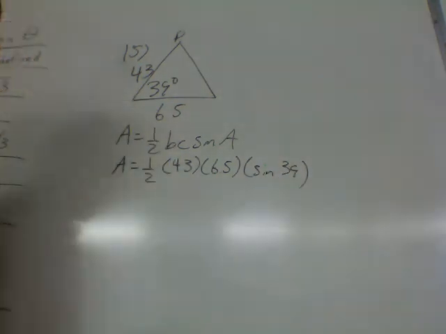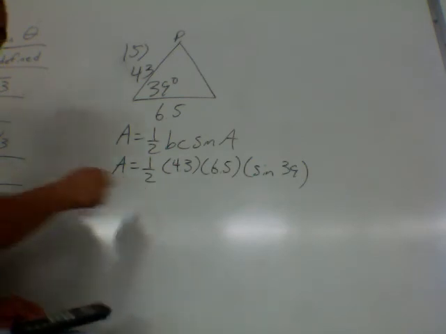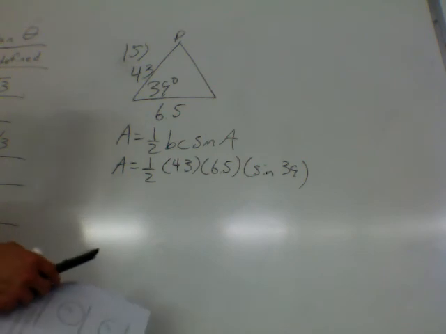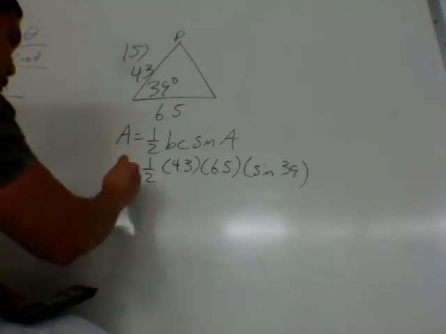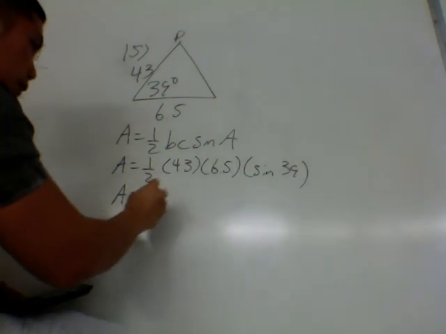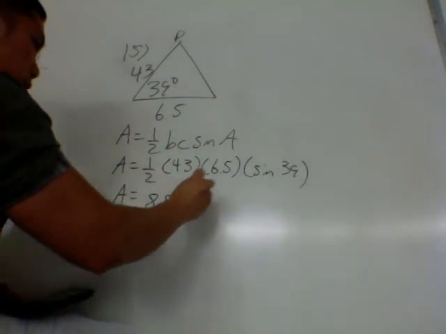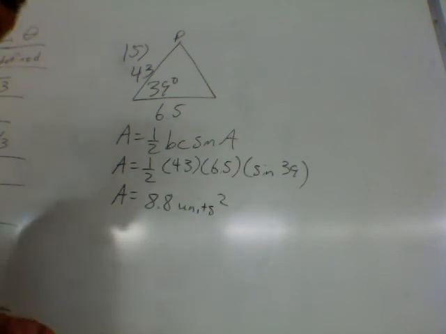Now, you could just go ahead and plug this into your calculator. So what I'm going to do, you could just enter 1/2 as 0.5. So 0.5 times 4.3 times 6.5 times sine 39 is equal to, and we got it was around 8.8 units squared.